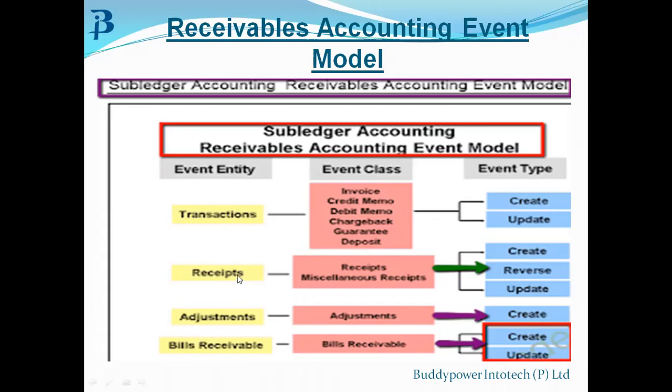So this figure describes the event classes and types for receivables, like the event entity and all that. Under the event class, you have invoice created, invoice updated, reversed and all that. In the adjustment event entity, you have create, you create the adjustments, right? Whereas in bills receivable you create and update, and in miscellaneous receipts you even reverse those updates. So these are the events which have been offered by Oracle Fusion receivables.